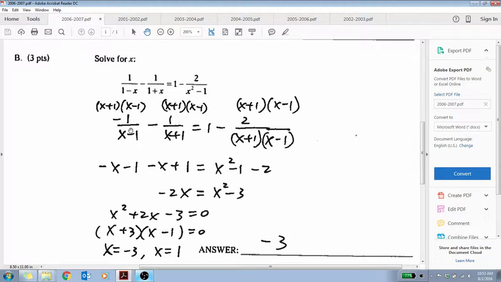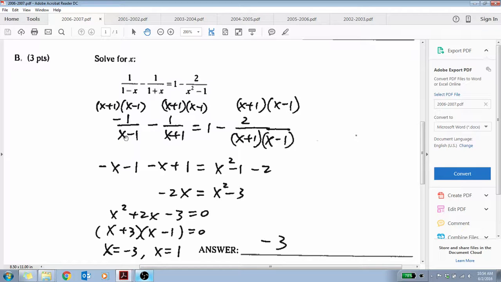So this first term I'd have is negative 1 over x minus 1, then minus 1 over x plus 1 equals 1 minus 2 over, and we said this would factor to be x plus 1 times x minus 1. So your least common denominator would be x minus 1 times x plus 1. Since that's my least common denominator, I would multiply every term by x minus 1 times x plus 1.